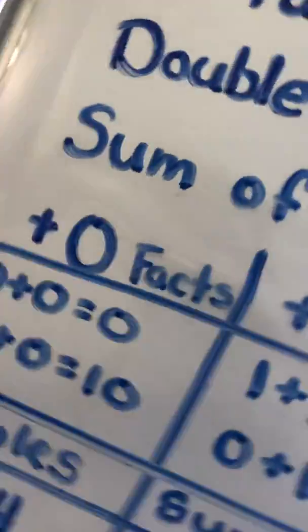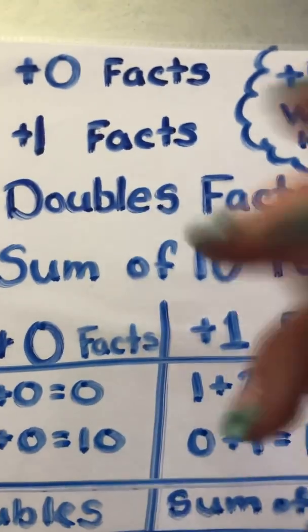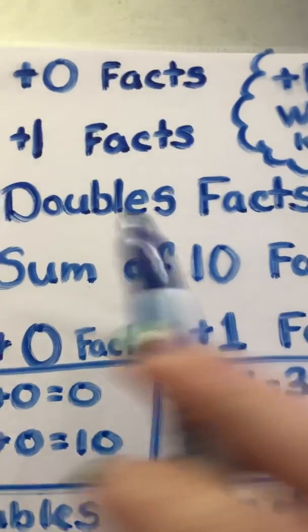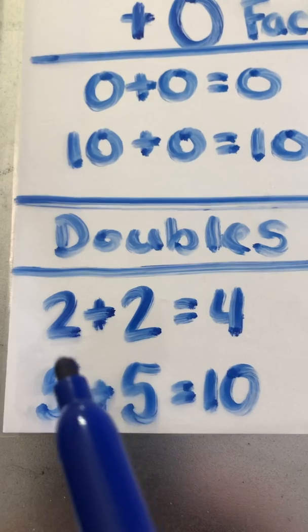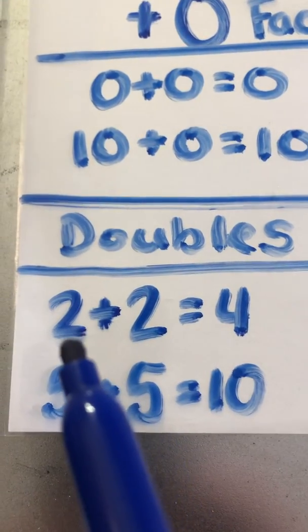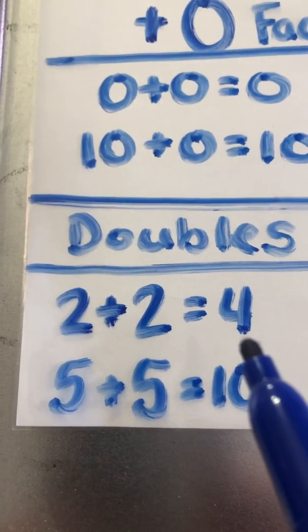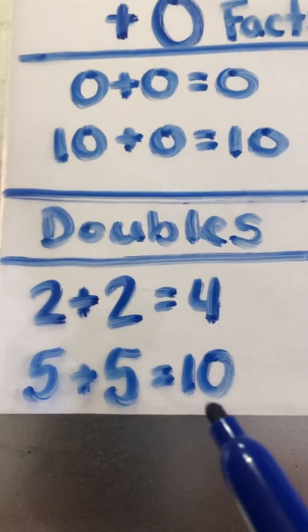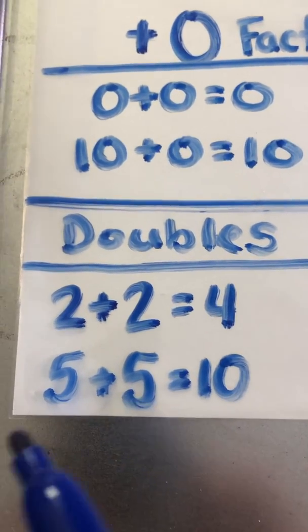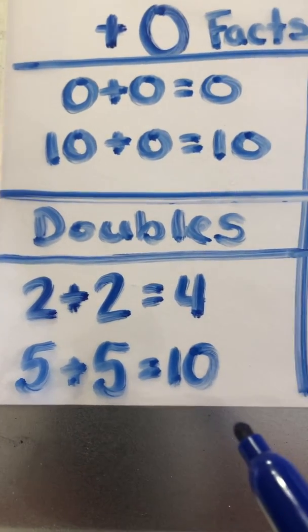I'm going to turn my phone the other way. The next type of math fact that you should be pretty quick at are the doubles facts. Doubles facts are numbers that you just double. Like if I say 2 doubled, it's the same thing as 2 plus 2. 2 plus 2 is 4. The double of 5, or 5 plus 5, is 10.